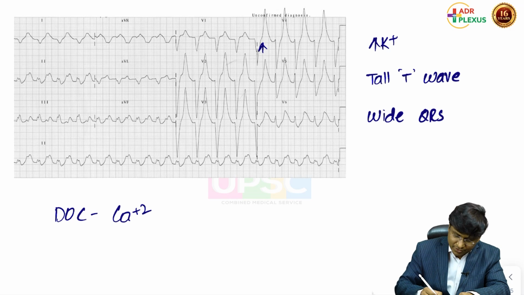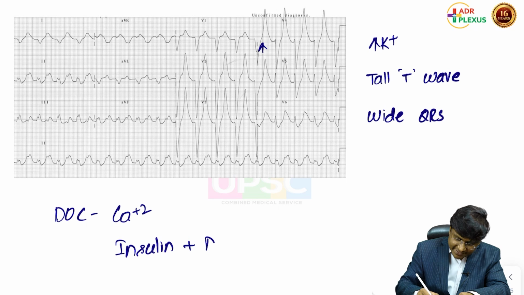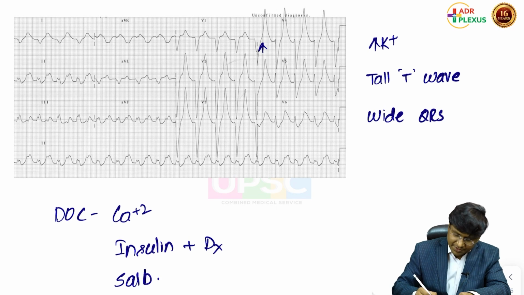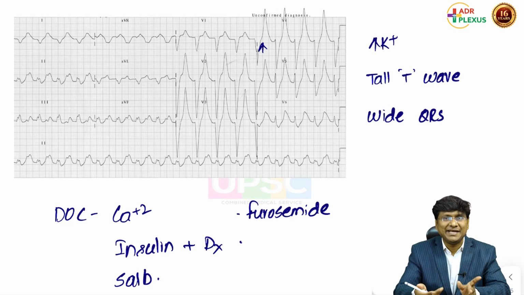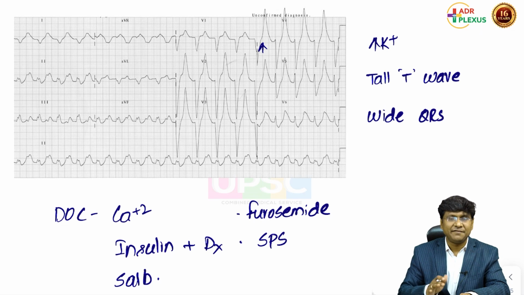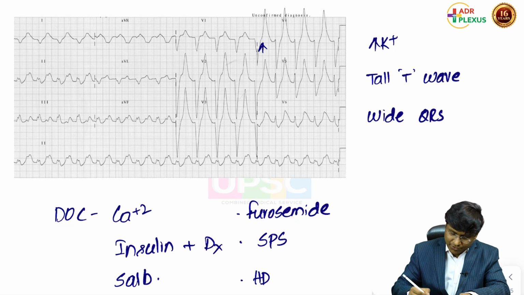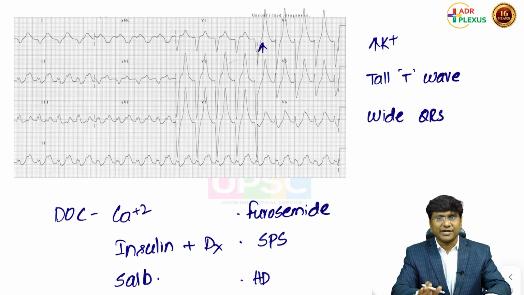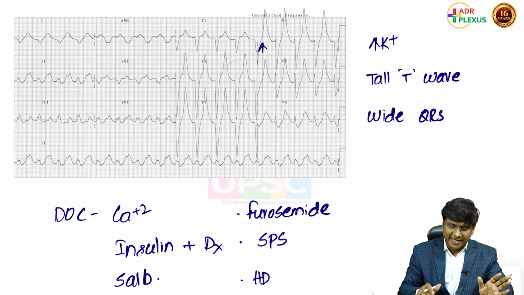And the drugs which will reduce the potassium are: you need to give insulin plus dextrose, you need to give salbutamol nebulization, you need to give furosemide, which will cause flushing out of the potassium, right? And then you have potassium binding agents, that is sodium polystyrene sulfonate. And if the individual is refractory to medical management, then you need to do hemodialysis to reduce the potassium levels, right? So this is the ECG of hyperkalemia.